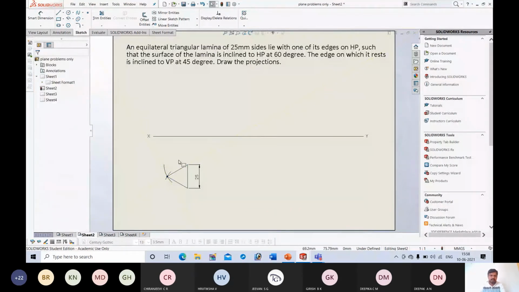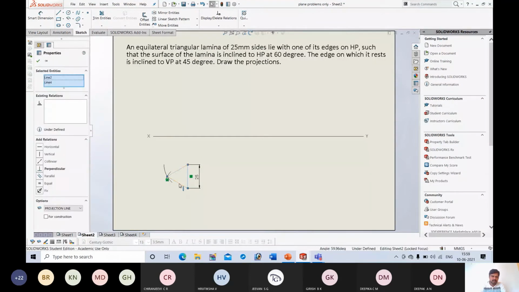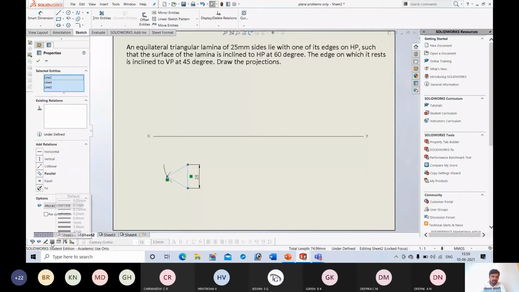Next, this front view and top view should be thick. Remaining all are construction lines. So these three edges should be thick. I will increase the thickness.